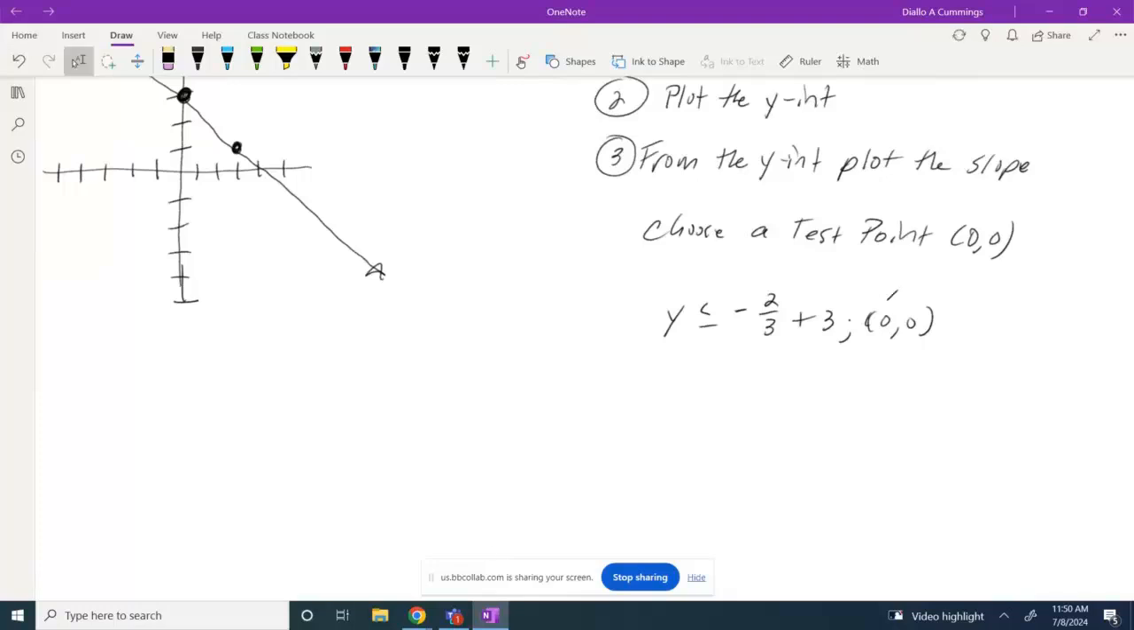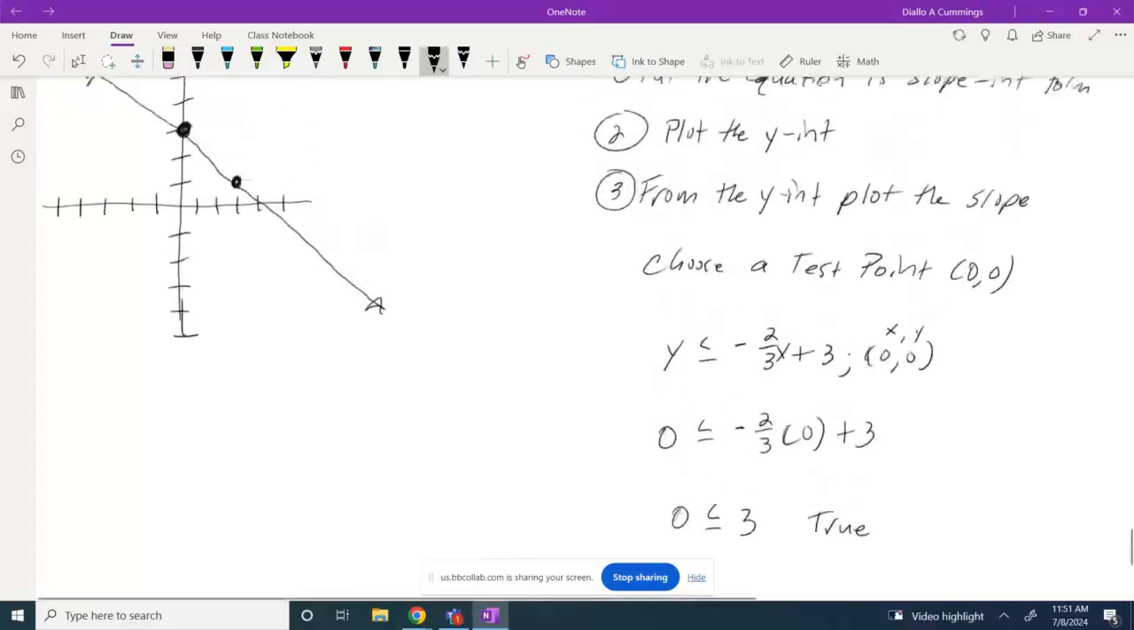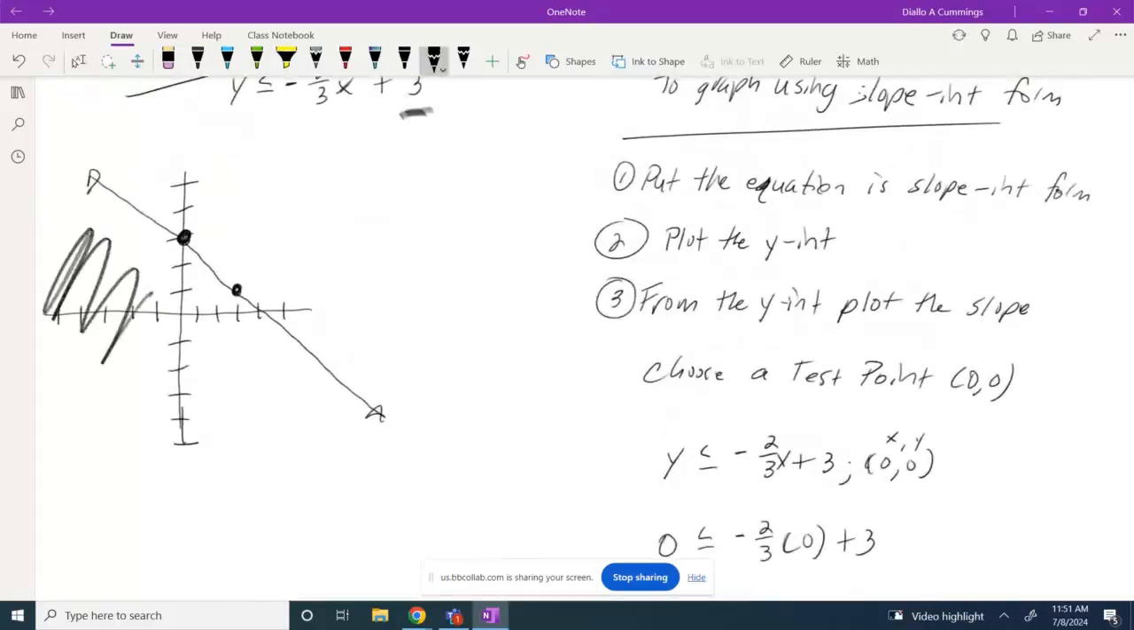So here I'm going to substitute x for 0 and y for 0 and see if this inequality still holds true. So we have 0, which is less than or equal to negative 2/3, and excuse me, that's supposed to be an x, times 0 plus 3. So I have 0 is less than or equal to 3, which is true. So I'm going to shade the side of my test point.